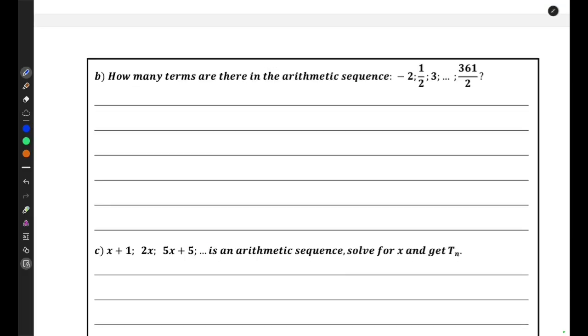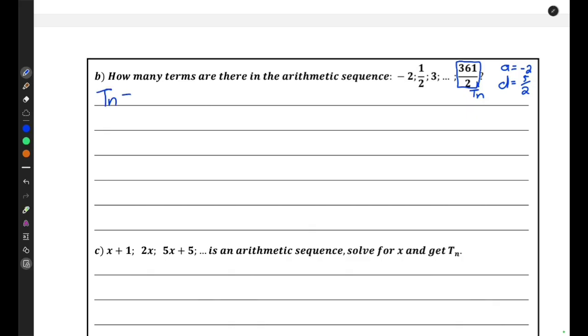Question B, how many terms are there in this sequence? I am always going to check what is A, it's minus 2. What is D? So it's a half minus 2, so it's 2.5 or 5 over 2. And then they're asking me what is N. So I know this is the last term, so that is actually Tn. And I'm just going to get a formula and then use the formula to figure out what is n.